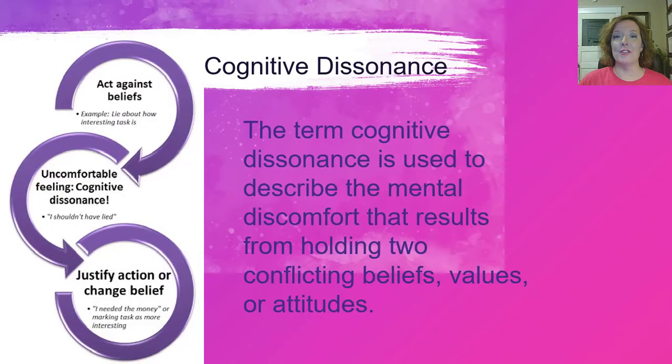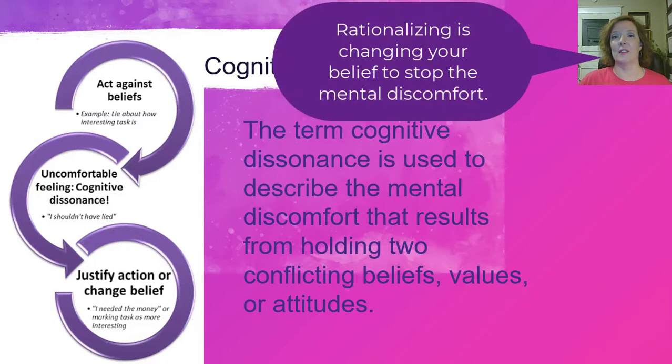But what if those things don't line up? What if your thoughts don't actually line up with your behavior? This is known in psychology as cognitive dissonance. This is when basically somebody acts against their belief. So you might lie about how interesting a task is. The discomfort is that you know that lying isn't the right thing to do, but you justify your action. You justify, I didn't want to hurt somebody's feelings. And so the cognitive dissonance there is you are basically rationalizing in order to make the behavior okay.